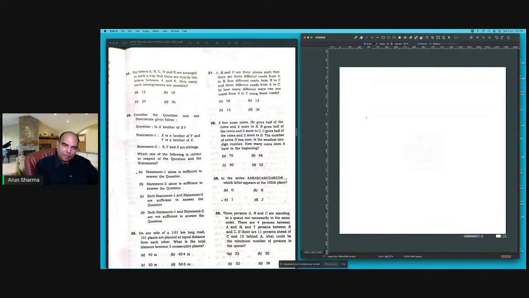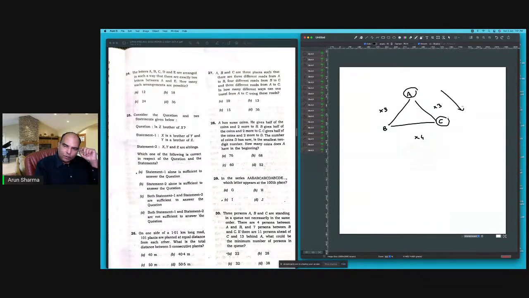Question 27: A, B, C are three cities such that there are three different roads from A to B, four different roads from B to C, and three different roads from A to C. In how many different ways can one travel from A to C? If I want to go from A to C, if I take the direct route, I've got three routes. If I take the road through B, I've got 12 routes. So the total number of roads is 15 here. So option C is the right answer.